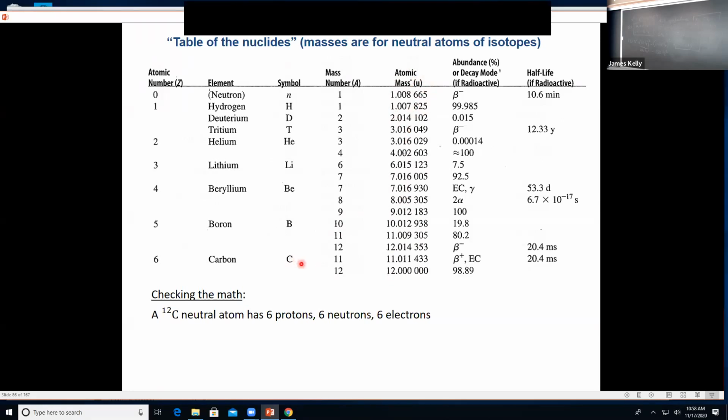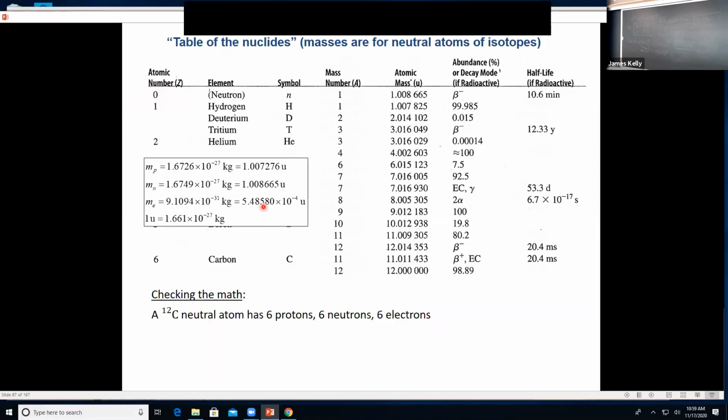But in any case, we take a neutral carbon-12 atom. This table is saying, well, essentially, it defines what a U is. A neutral carbon-12 atom is, by definition, 12 U. That defines the unit U. Okay, that's kind of interesting. So it's exactly 12 U in those atomic mass units. Let's check the math. Let's add up.